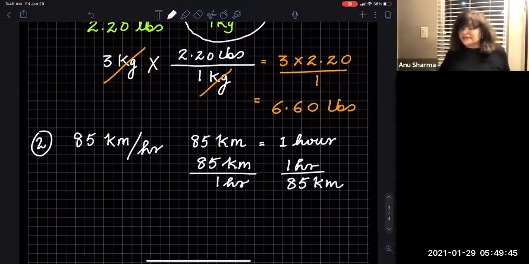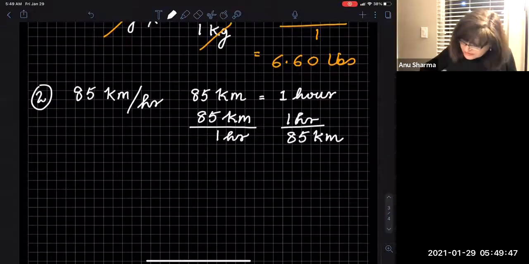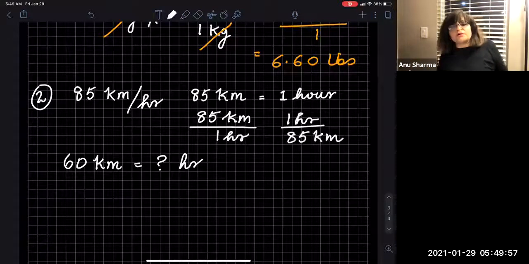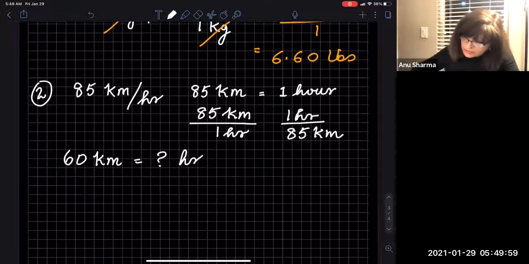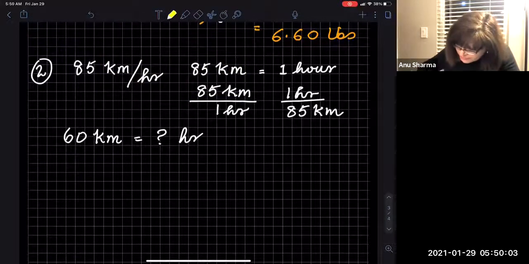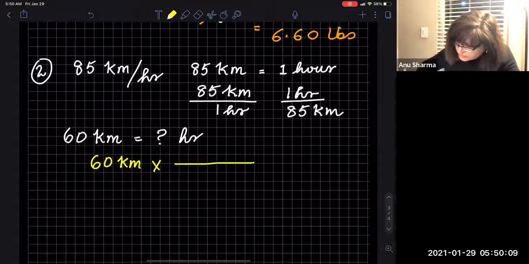All right, so let us say there's a question in which they are saying that 60 kilometers is going to be how many hours? In how many hours can you cover 60 kilometers? So what you're doing here is you're going to set up the problem where you put 60 kilometers, that is given, multiplied by, we need to get rid of the kilometers. The kilometers unit is at the bottom. We need to find the hours.